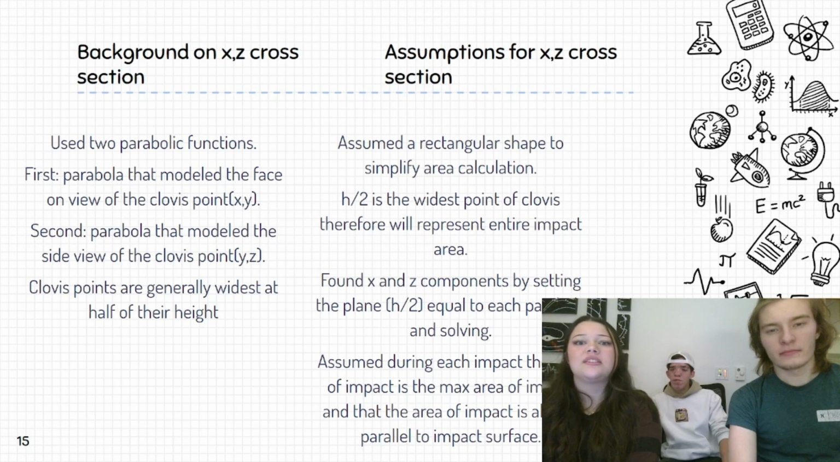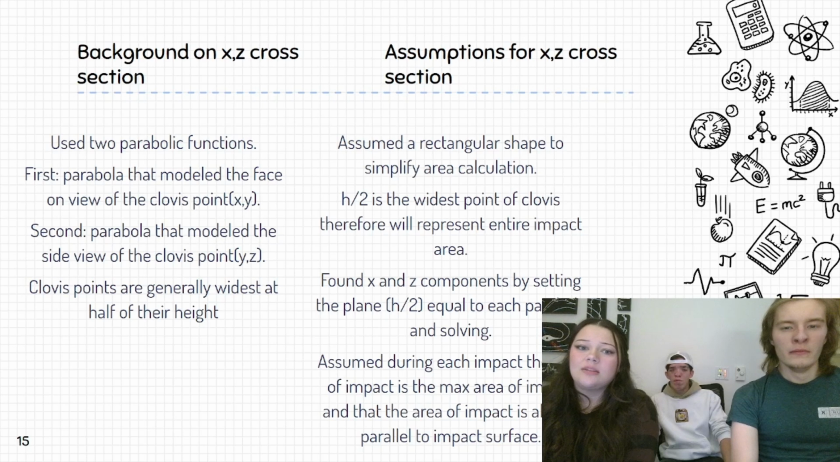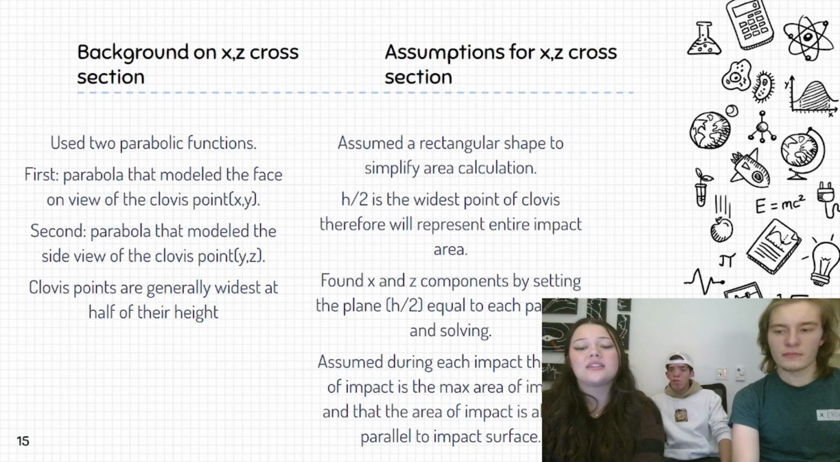h/2 we assumed is the widest point of the Clovis point, and therefore will always represent the entire impact area. We found our x and z components by setting the plane h/2 equal to each parabola and solving. And we also assumed during each impact the area of impact is the max area of impact, and that this will always be parallel to the impact surface.